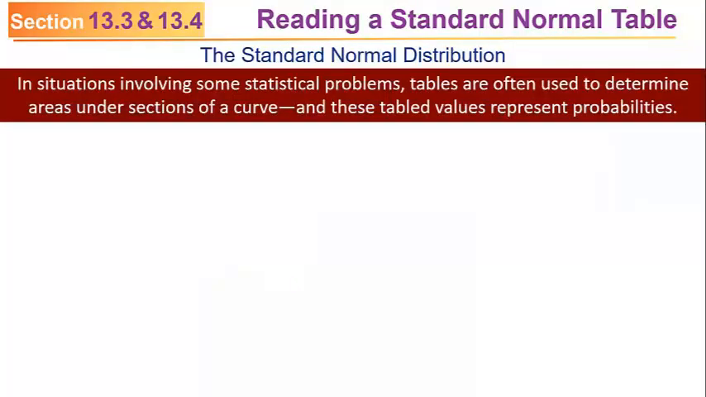And I want to do that by explaining a little bit about where we stand and what the importance of this is. In situations involving some statistical problems, tables are quite often used to determine areas under sections of a curve, and these table values actually represent probabilities. So the ultimate reason we're looking for these areas that are tabled is because they're probabilities that we're interested in.